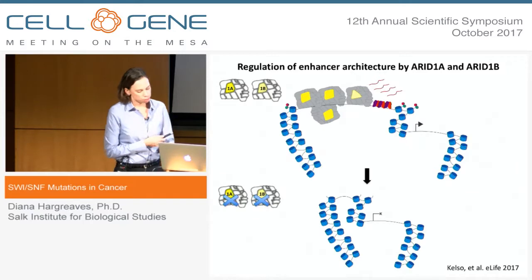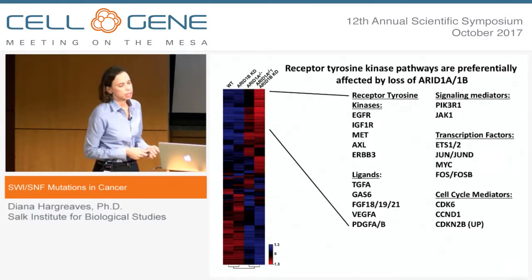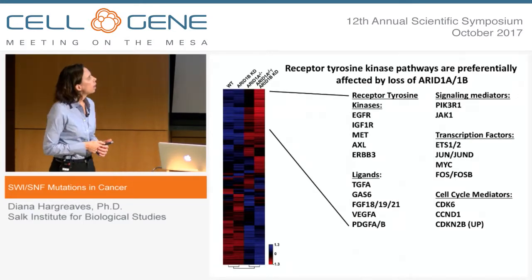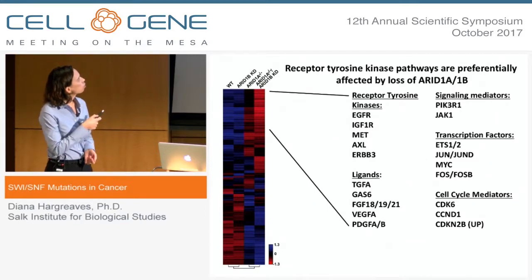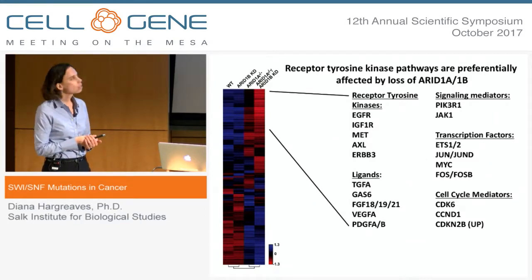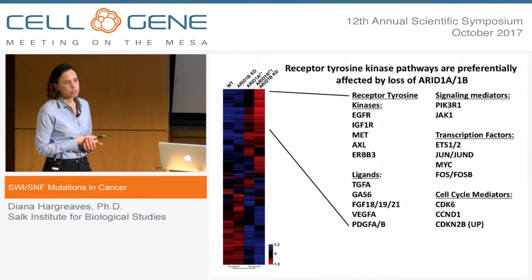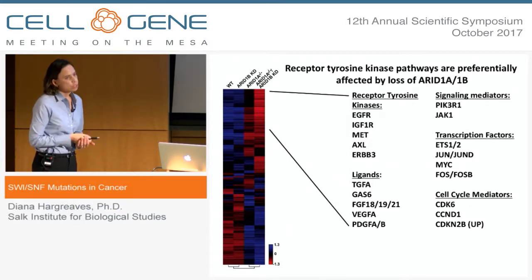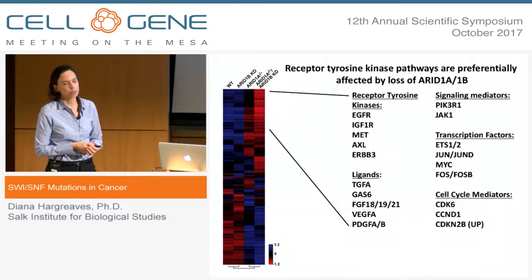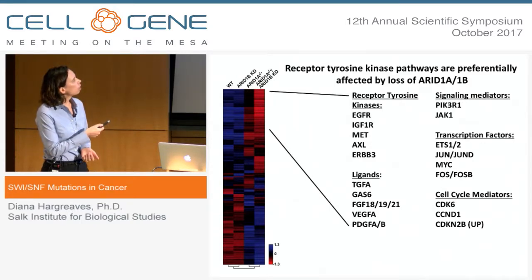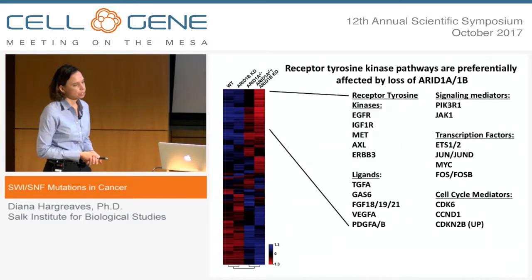So to understand what genes are particularly affected, we performed RNA-seq in each of our 4 genotypes. And as expected, we saw very little change with the loss of ARID1B in the wild-type context. However, loss of ARID1B in the ARID1A mutant context dramatically enhanced the ARID1A knockout signature. And we found that the genes that were particularly enriched are genes in these receptor tyrosine kinase pathways. So not only the receptors themselves, but the ligands, the downstream signaling mediators, and transcription factors, leading to these changes in cell cycle genes.